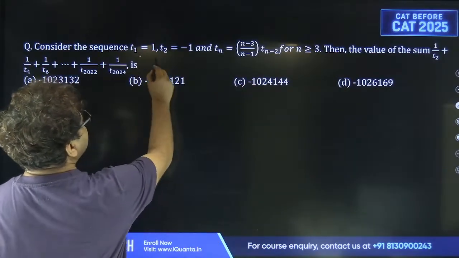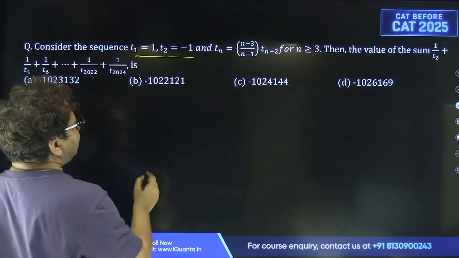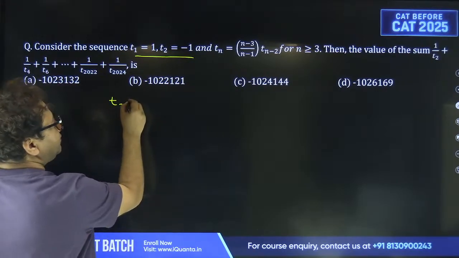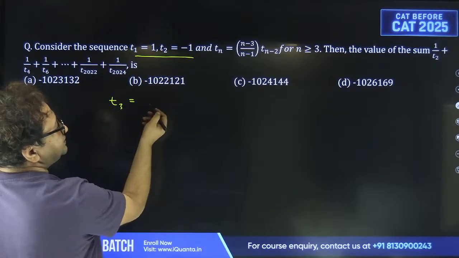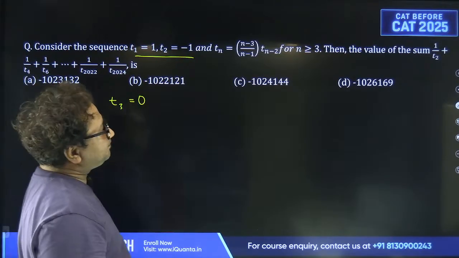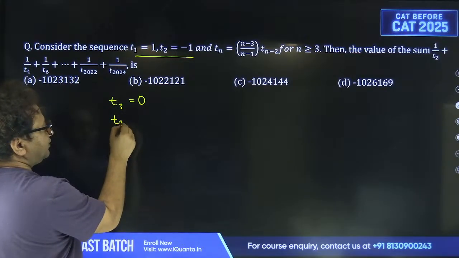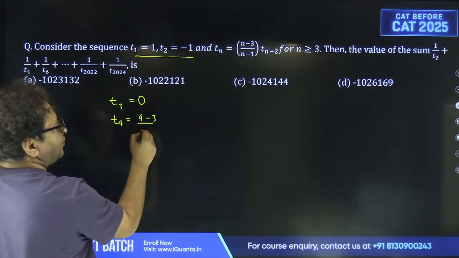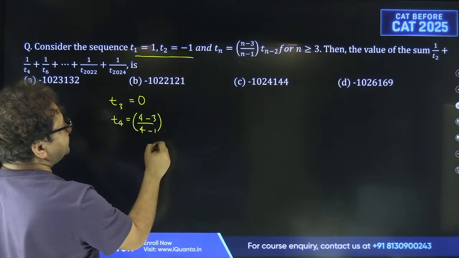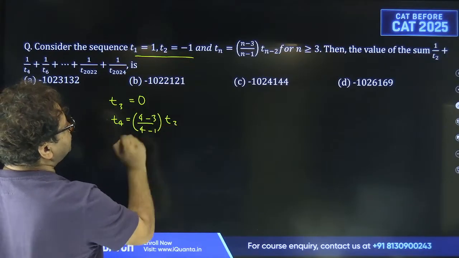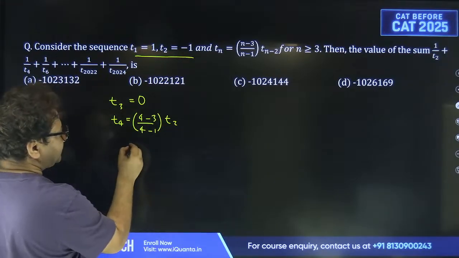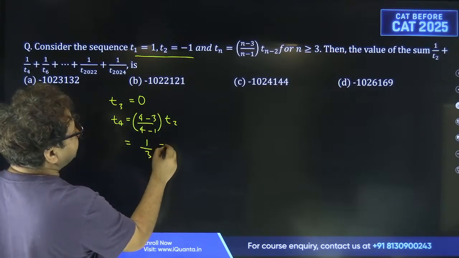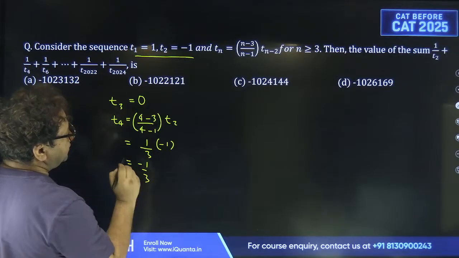T1 is given as 1, T2 is given as -1, and Tn is this. Okay, so let me calculate T3 first of all. If I replace n with 3, what do I get? 3 minus 3 is 0. So T3 is 0, the matter is finished. Now, if I calculate T4, let me replace n with 4. 4 minus 3 upon 4 minus 1 times T2. T2 is given as -1, which means this will be 1 upon 3 times -1, which is -1 by 3. This is the value of T4.